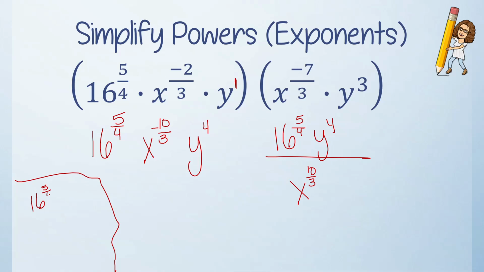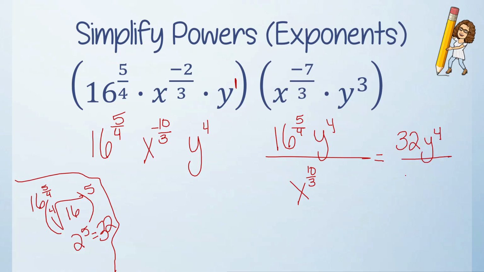16 to the 5/4. I'm very suspicious about that 16 to the 5/4, so I'm going to convert it to its other form. 4th root of 16 is 2. And I know 2 to the 5th is 32. So I can rewrite this as 32 y to the 4th over x to the 10/3 for our final problem of our video. And that is the end of this video.